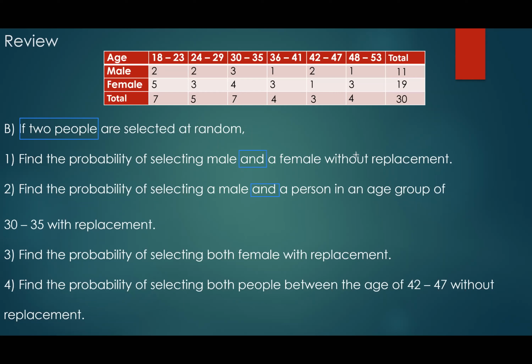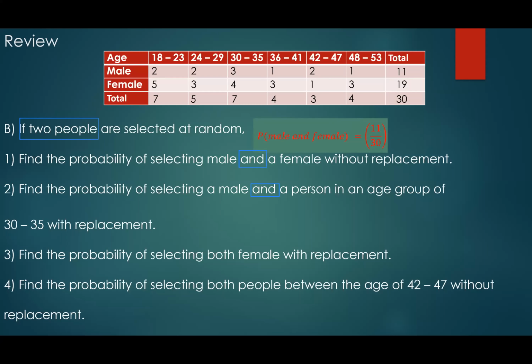Looking at this, let me ask you, what is the probability of me selecting a male? The first time I go in and select one person, the probability of a male is 11 males out of a total of 30. What is the probability of a male? I have 11 males out of 30.